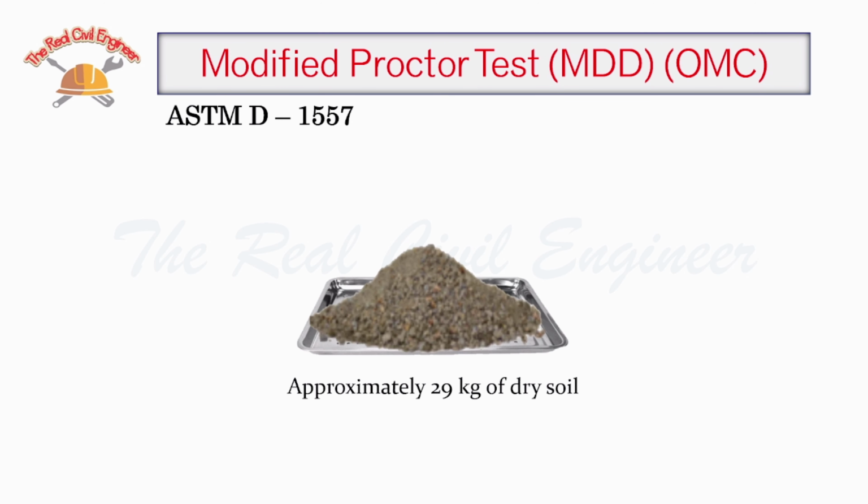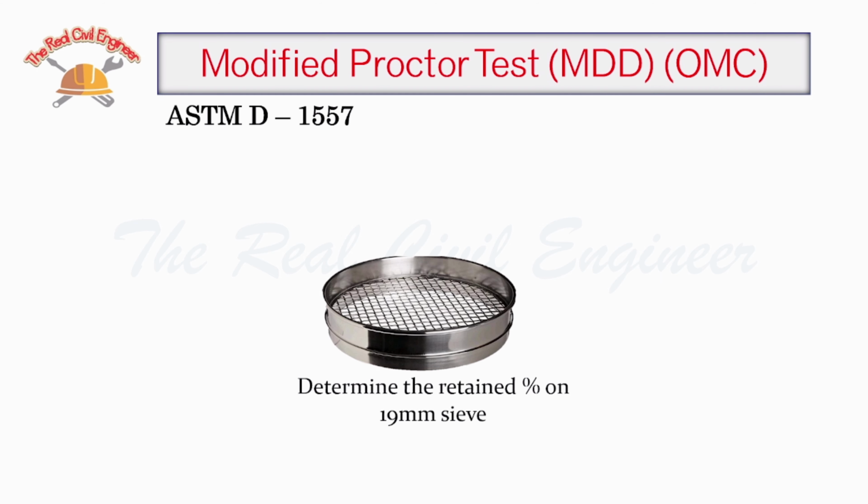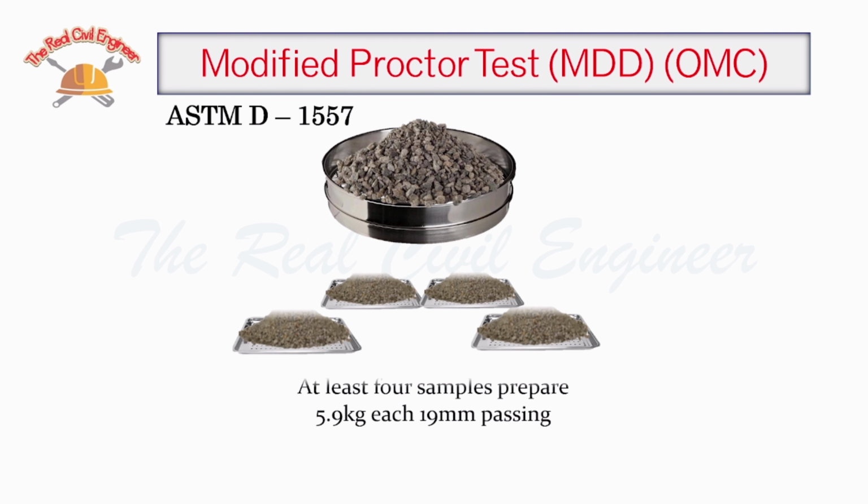The required sample mass for method C is approximately 29 kg of dry soil. Dry the material in air or in a drying oven such that the temperature of the sample does not exceed 60 degrees centigrade. Determine the percentage of material retained on the 19 mm sieve. Prepare at least 4 to 5 specimens, approximately 5.9 kg each, passed from the 19 mm sieve.